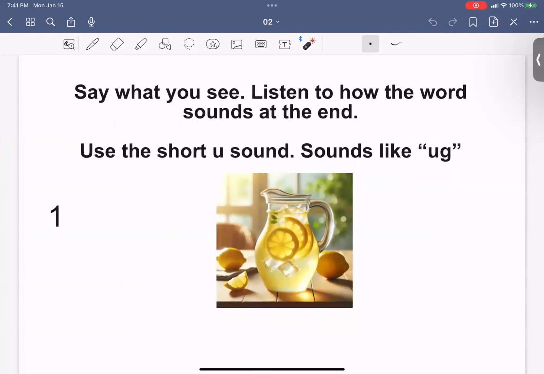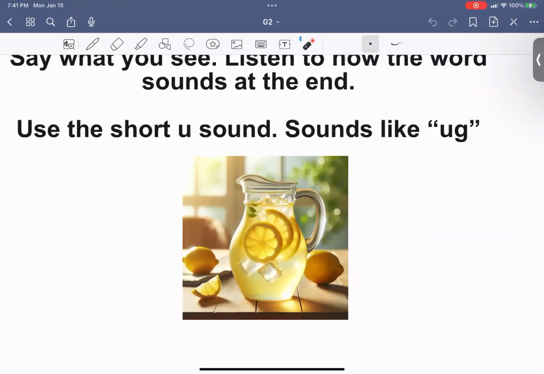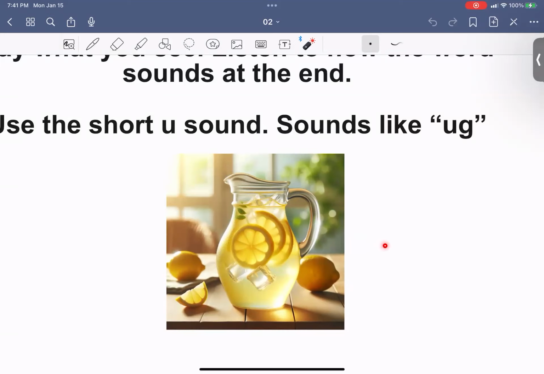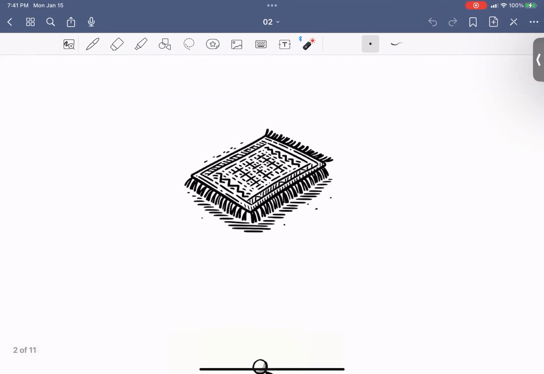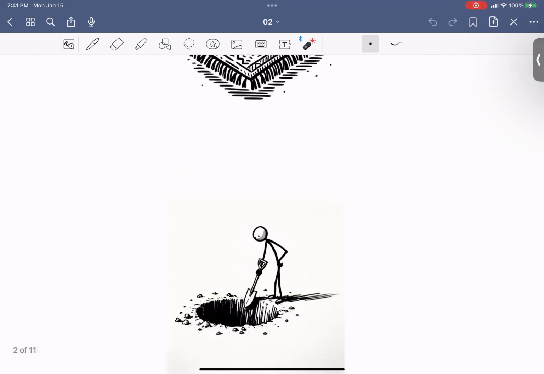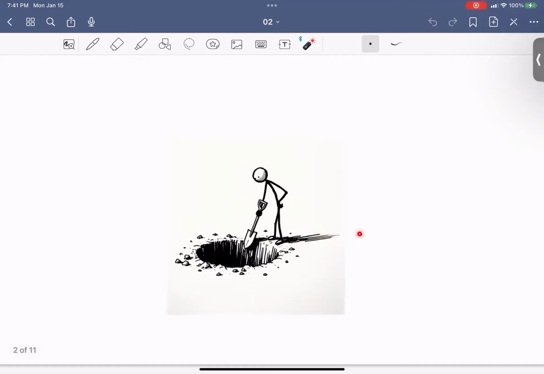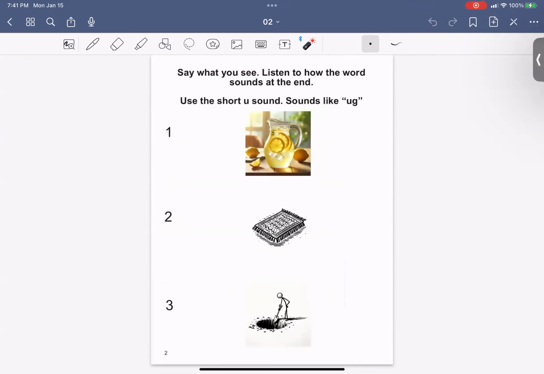Say what you see. Listen to how the word sounds at the end. Use the short U sound. Sounds like UG. J-UG. Jug. R-UG. Rug. D-UG. Dug. Good job.